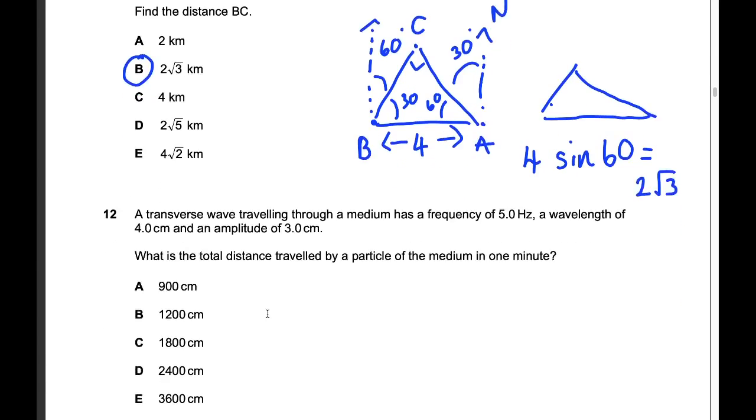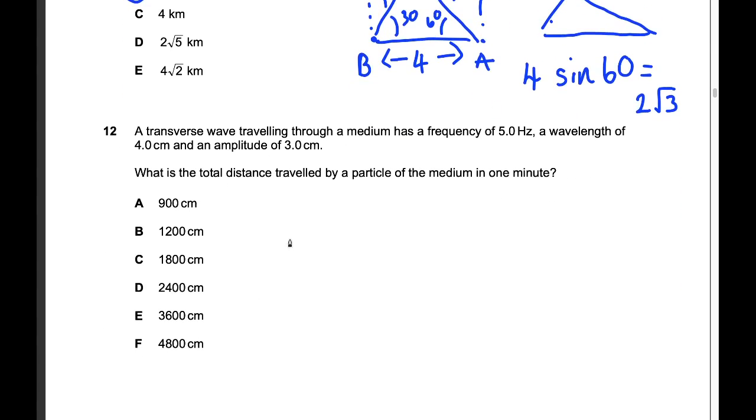Okay. A transverse wave is traveling through a medium and it has a frequency of 5 Hertz, a wavelength of 4 centimeters, and an amplitude of 3 centimeters. What is the total distance traveled by a particle of the medium in 1 minute? Okay, so this is not what most people are expecting. Most people see these numbers, they see frequency, they see wavelength, and their mind immediately jumps to v equals f lambda.